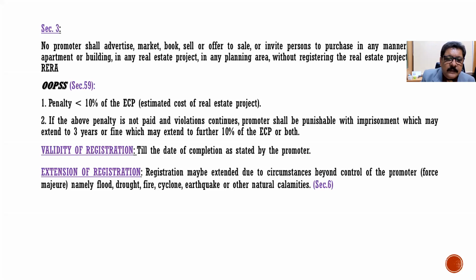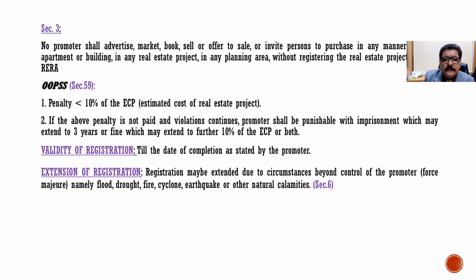Validity of registration: till the date of completion as stated by the promoter. Suppose the promoter or builder registers his project in 2018 and promises that he will give possession by 2022. If the project is not completed by 2022, he will get a further extension and the registration is valid till he completes the project.